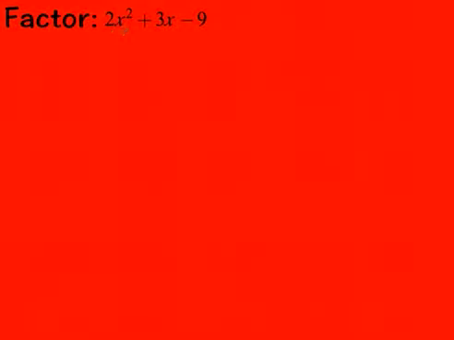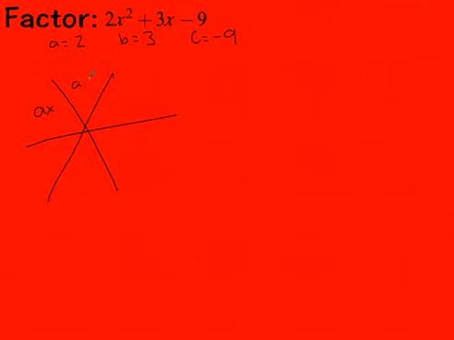For the last one, we've got 2x squared plus 3x minus 9. So we label our A, our B, and our C. We draw our star, and we label our star. And then we fill in the numbers using our A, B, and C from up top. So 2x and 2x on the sides. In the middle, you'd have 2 times negative 9, which gives you negative 18. And at the bottom, you'd have positive 3.